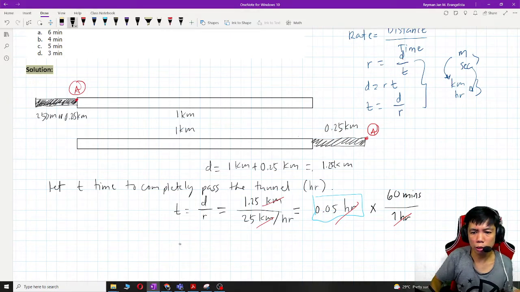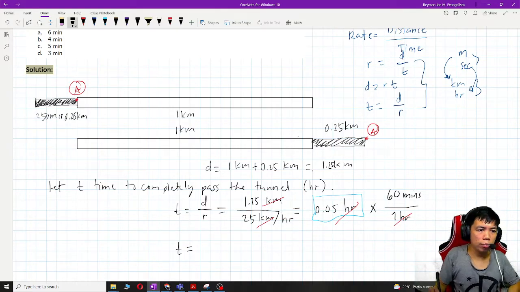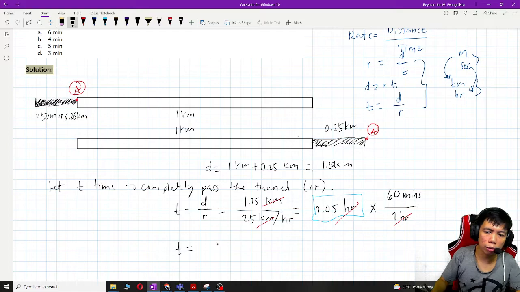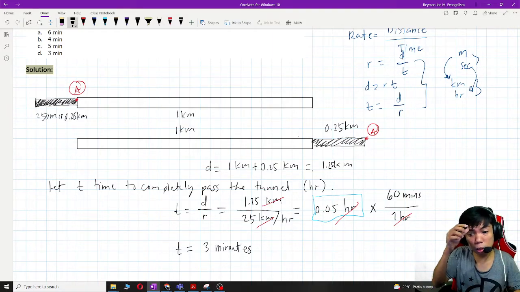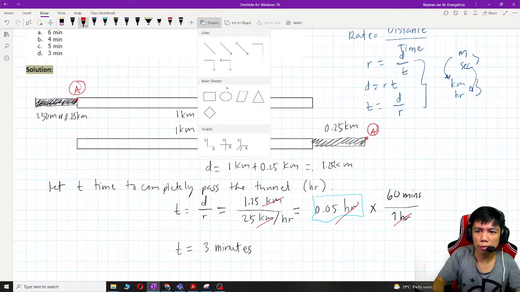So that means na, the 1 kilometer tunnel will be completely passed by the train in 0.05 hour or in 3 minutes. Okay, 3 minutes. Ayan. 3 minutes is letter D. Letter D.